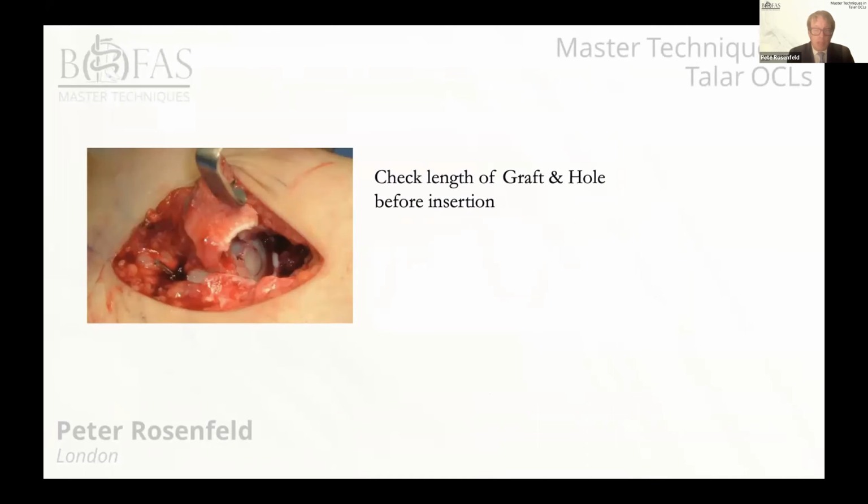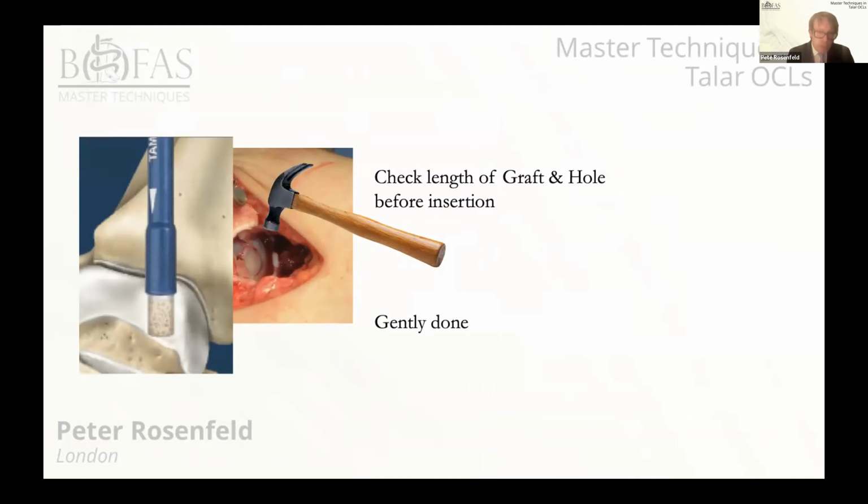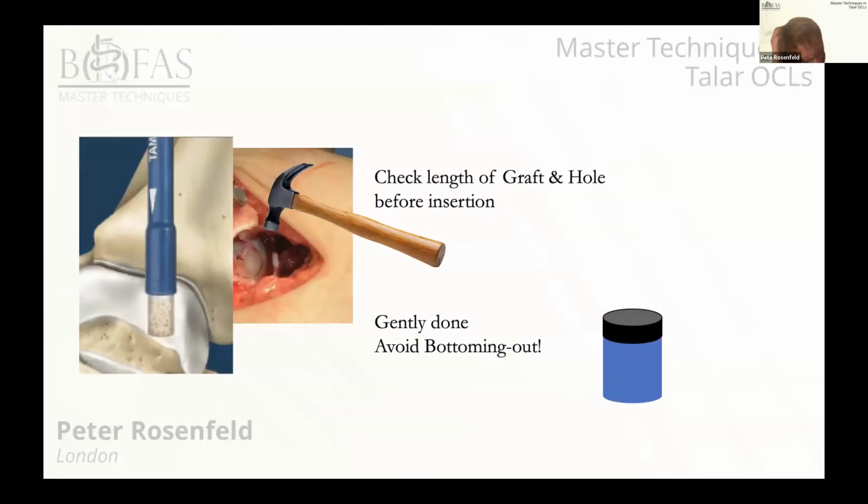So going back to length, it's very important that your graft plug is shorter than the tunnel you've drilled, because when you bang it in, you don't want to bang it too hard. Use this little tamp. It's very useful for banging in gently. That's on the set. But if you bang it too hard, you will kill all the cartilage on the top. So you don't want to bottom this out. So I tend to give a good 4 or 5 millimeters.